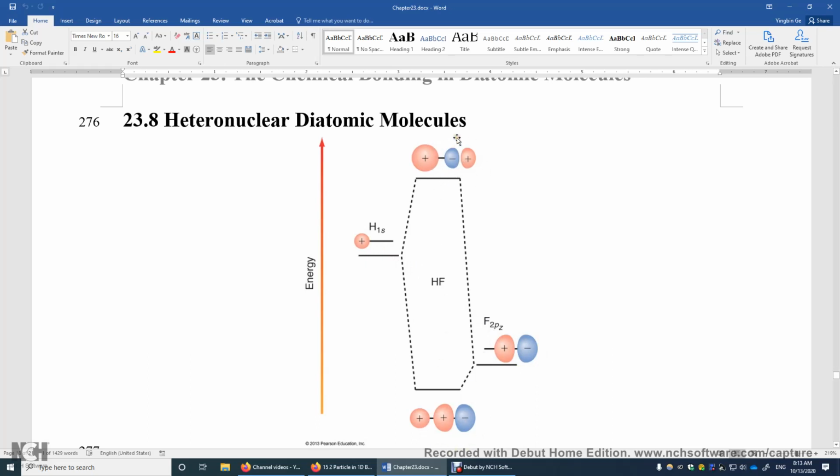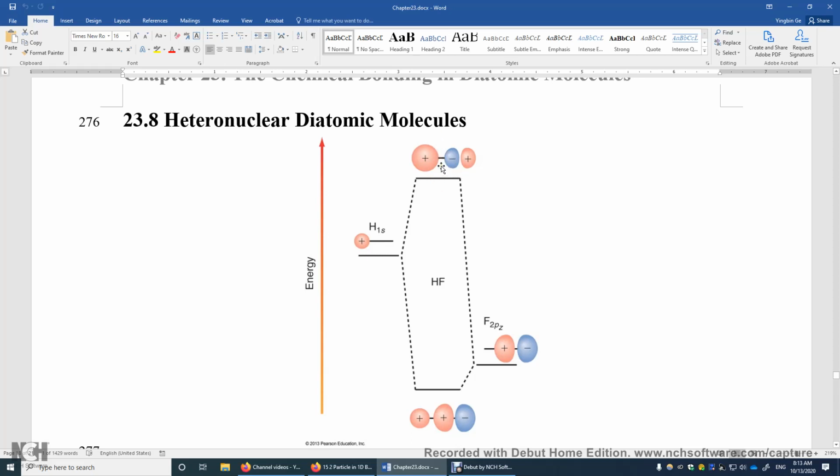in a destructive manner. So over here, you have this constructive interference between this plus and this plus. It's a bonding orbital. Over here, you see a destructive interference between this plus and this minus lobe of the 2pz orbital. So there's a nodal plane between hydrogen and fluorine right here.